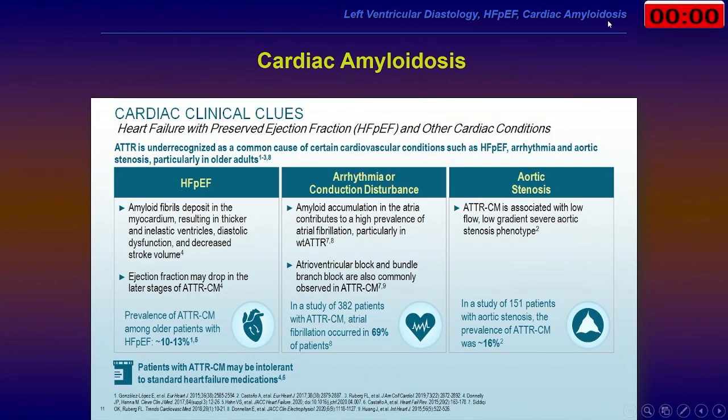Okay. So if you have a great suspicion of cardiac amyloidosis, you have three main parameters. The patient is proved to have HFpEF, amyloid fibril deposit in the myocardium, resulting in thicker and inelastic ventricles, leading to some degree of significant diastolic dysfunction. The ejection fraction may drop later on in the late stages of the disease, but you can pick it up early by strain. You have some degrees of arrhythmias and conduction disturbances, and some degrees of aortic stenosis. Usually it is mild to moderate and sometimes presents as low flow, low gradient aortic stenosis.